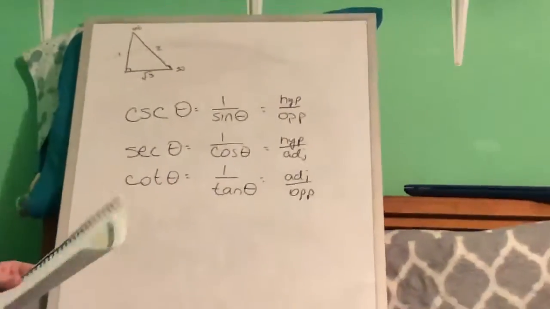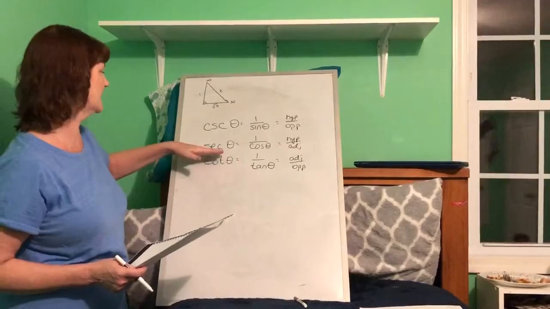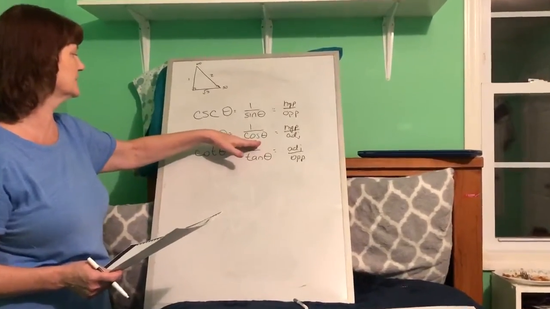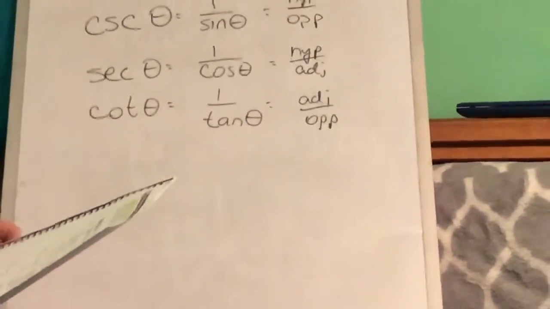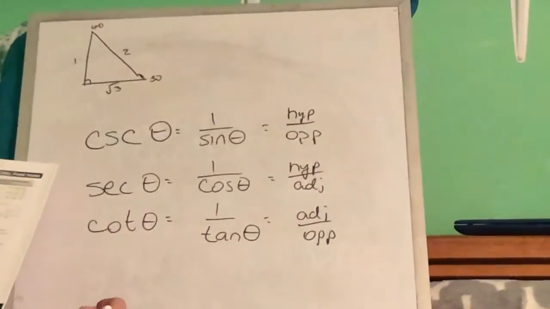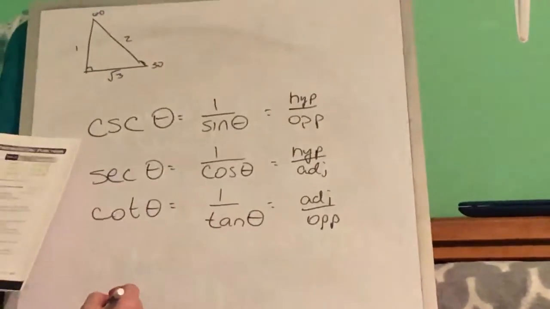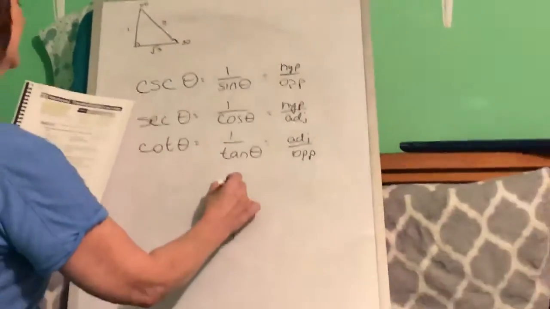So that just needs to be memorized, that the cosecant is the reciprocal function of sine. Secant is reciprocal function of cosine. Cotangent is reciprocal function of tangent, okay? So get that memorized. Now the way we're going to use this in example 9.6a, we are given a triangle.